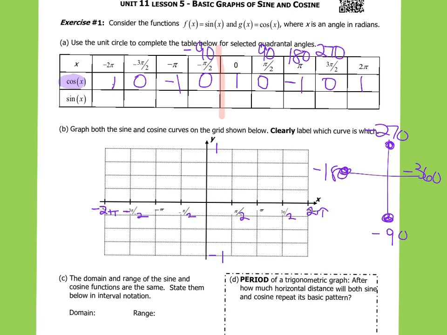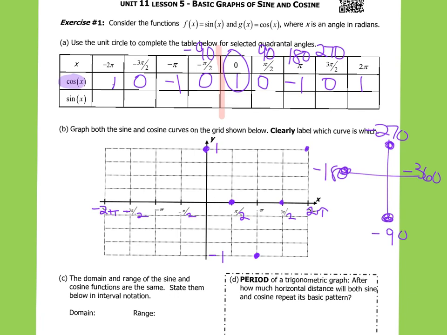So all I'm going to do now is plot each spot there. I like to start at my 0. So this is the point 0, 1. So I'm going to put a dot there. At 90, or pi over 2, I'm at 0, which is there. At pi, I'm at negative 1, which is there. At 3 pi over 2, I'm at 0. And at 2 pi, I'm at 1.